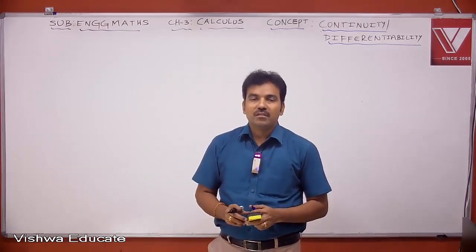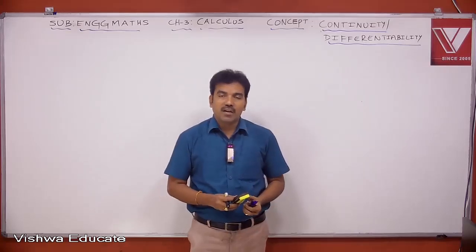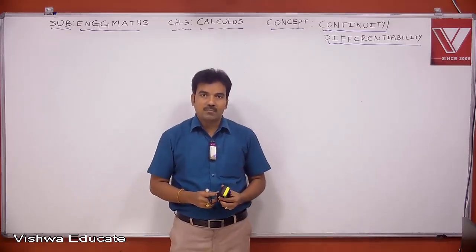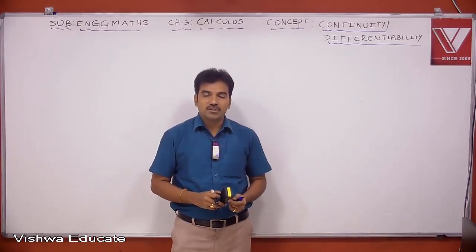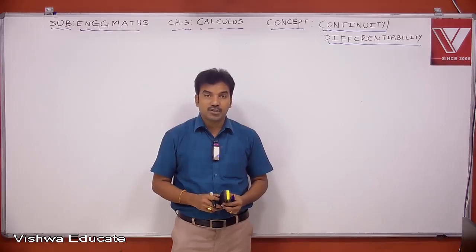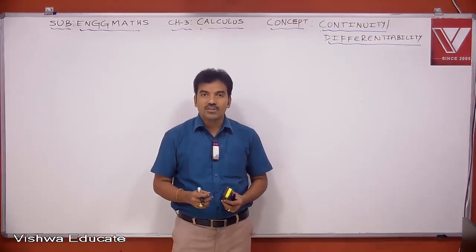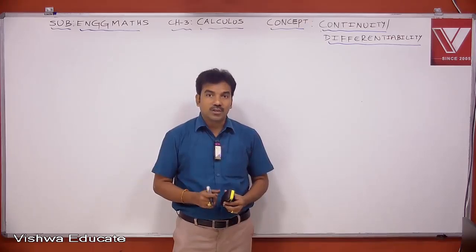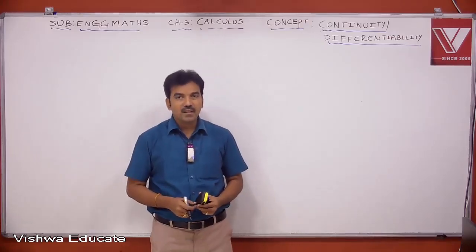Now, in the last session, we have seen examples of continuous functions over closed interval a comma b: polynomial expressions, sine function, cos, exponential, modulus of x minus k, etc. All these are continuous in all closed intervals a comma b.